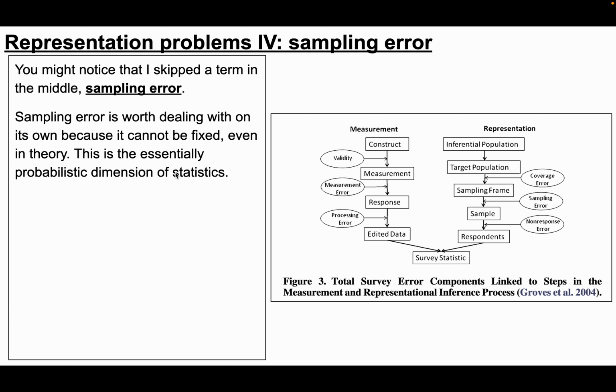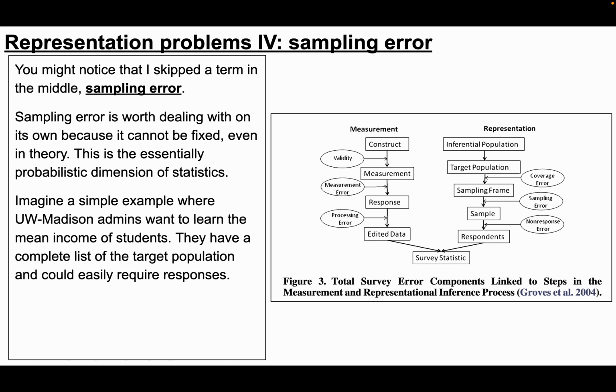So this is the essentially probabilistic dimension of statistics. Basically, sampling error just refers to cases where when you go from the sampling frame, or the list of all people, to an actual sample, there's going to be differences between those two things. So you are going to get a random subset of the sampling frame if you do randomly sample, and that means that there will just be differences every time you take a different sample.